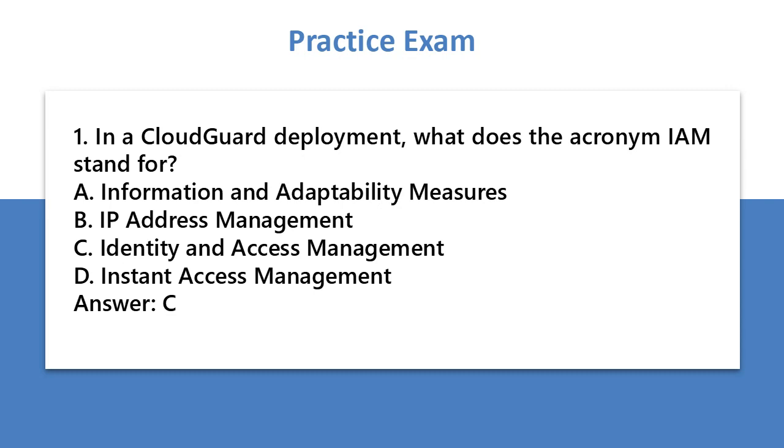1. In a CloudGuard deployment, what does the acronym IAM stand for? A. Information and Adaptability Measures. B. IP Address Management. C. Identity and Access Management. D. Instant Access Management. Answer: C.